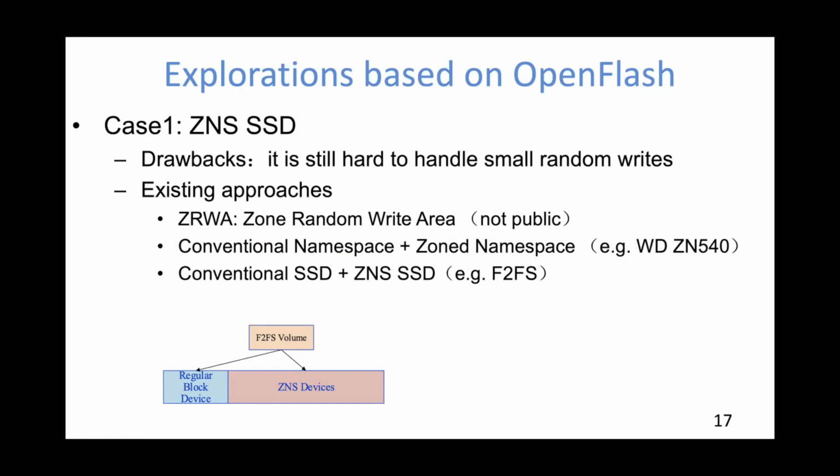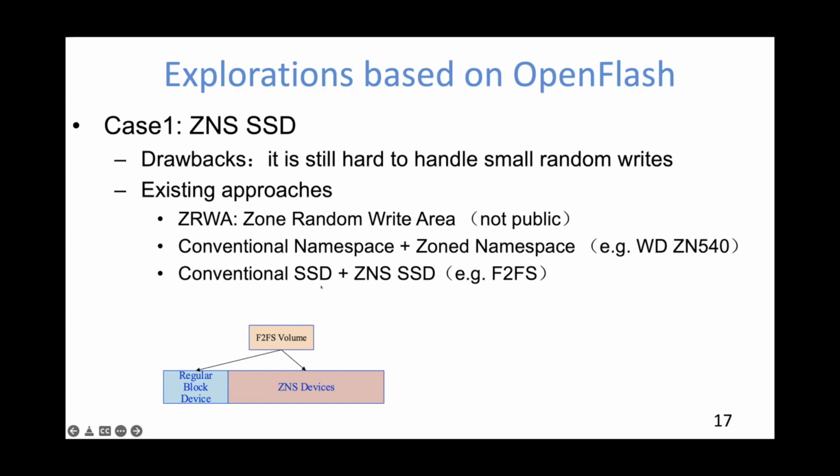The second approach is to use a ZNS SSD including a conventional namespace and a zone namespace. This is what Western Digital ZNS SSD does. The conventional namespace works like a regular block device, which can support random writes, and the zone namespace still adopts sequential writes. This figure shows how such ZNS SSD works. We can put the metadata area of F2FS in the regular block device provided by the conventional namespace and put the main area to the ZNS device. This is the second approach.